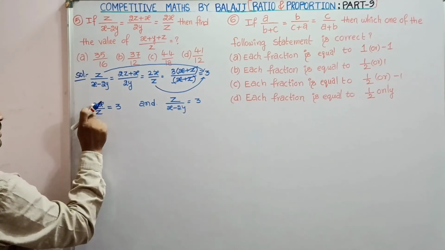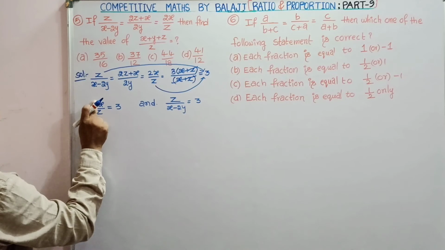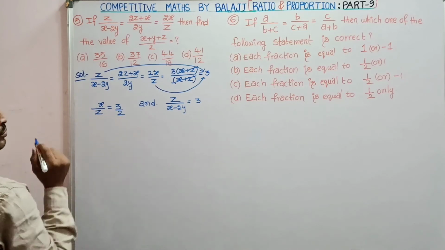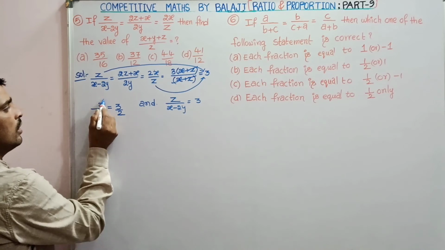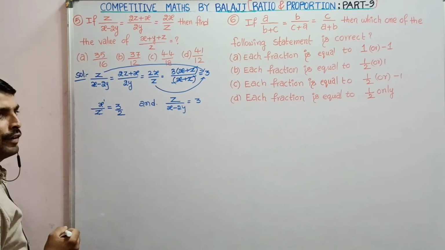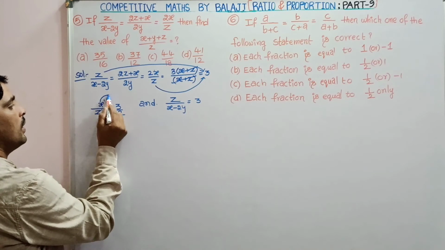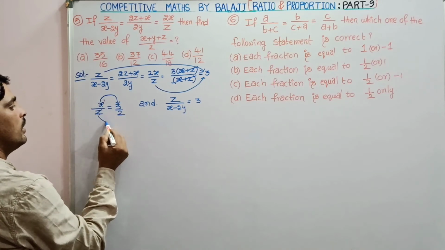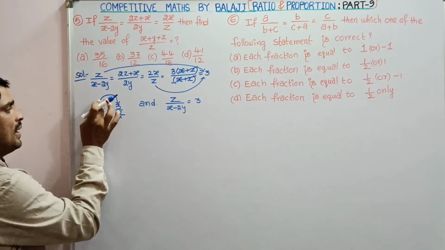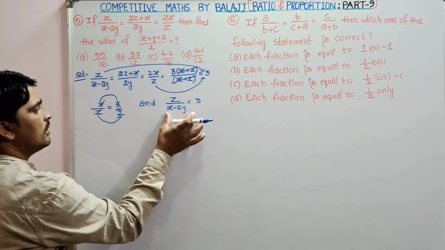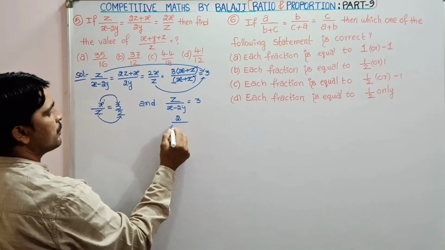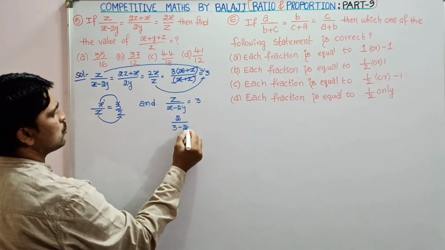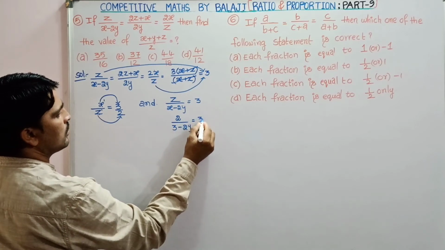From this, transform these two from LHS to RHS. We get x by z equal to what? 3 by 2. As x and z are linear variables, we can directly apply x as 3 and z as 2. Replace x with 3 and z with 2 in the second condition: z value is 2 over x value is 3 minus 2y equal to 3.